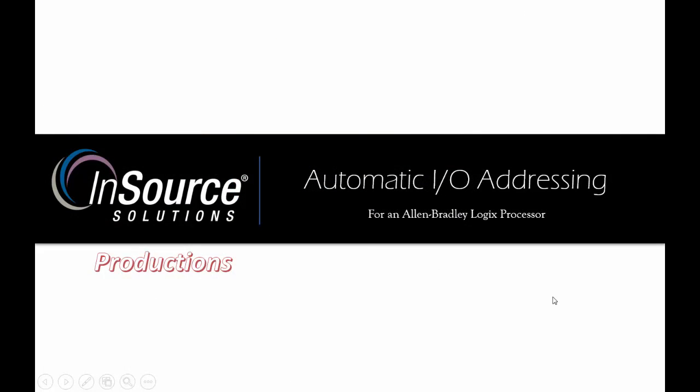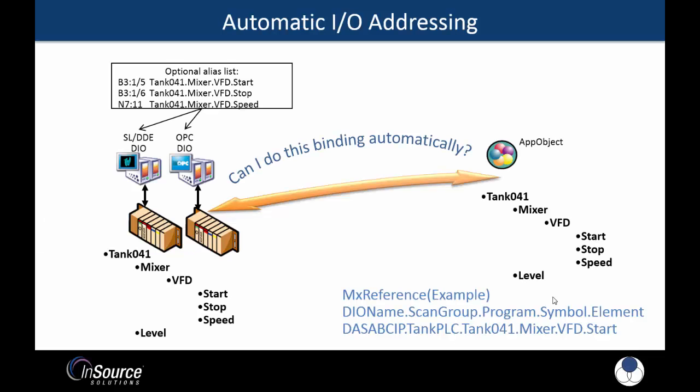In this video, we're going to talk about how we can link our System Platform objects automatically to your Allen Bradley user-defined data types in your PLC. If we have a user-defined data type in a PLC that looks something like this, where I have some structure, a tank 41 with a mixer, which includes a VFD and a couple of start/stops and a speed sensor, and I also have a level sensor out there.